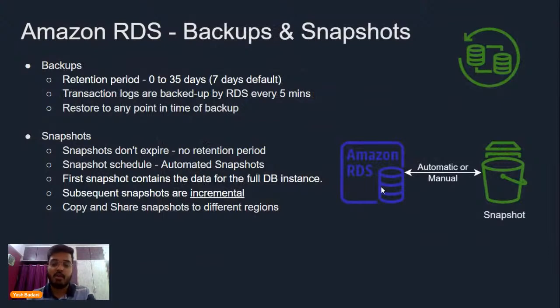We can move on to the next topic, which is how RDS maintains a backup and a snapshot. Okay, so you can configure your relational database or RDS instance to have a backup, and the retention period can span from 0 days to 35 days, where 7 days is the default. So whenever you spin up a new instance, it's 7 days by default, and you can increase it up to 35 days.